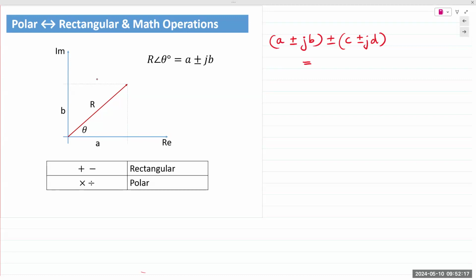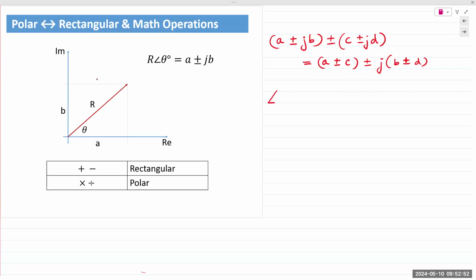And so that's why it's easier in rectangular coordinates. Okay. So if you're adding or subtracting two complex numbers and they are represented using rectangular coordinates, then you simply add or subtract. You combine the real parts together and you combine the imaginary parts together. As straightforward as that.